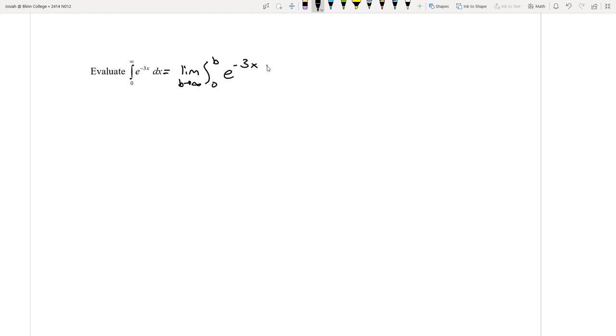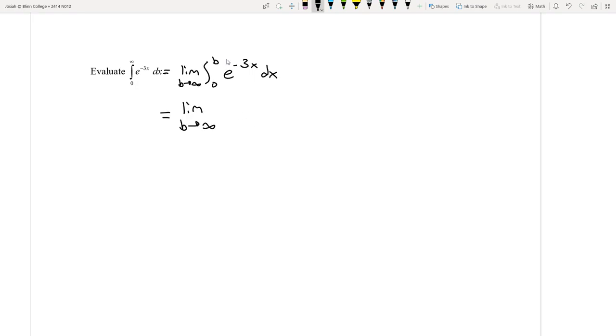And the typical usage is, if it's infinity, we'll replace it with b. If it's negative infinity, we'll replace it with a. That's not that important. You can kind of pick which letter you want, just as long as it's not like x or a letter that's already present in the problem. So we'll go ahead and integrate here. We've got the limit as b tends to infinity.